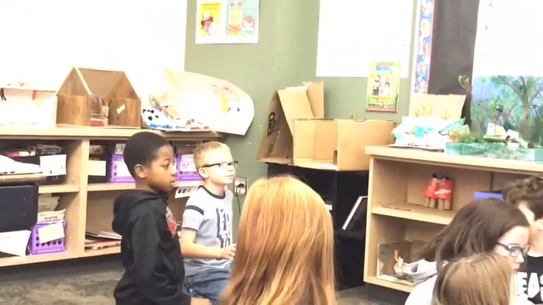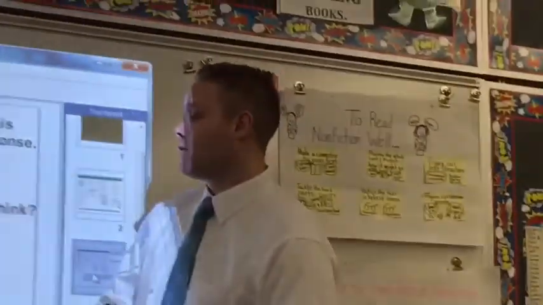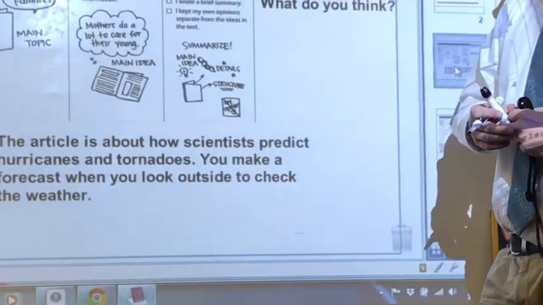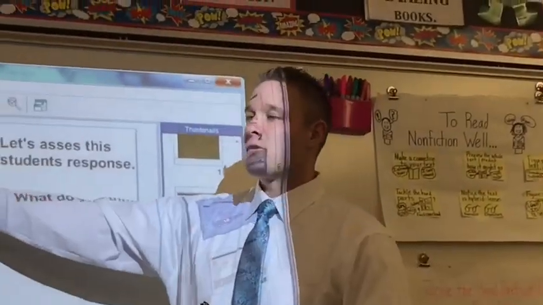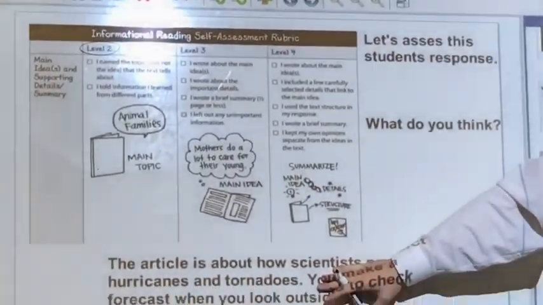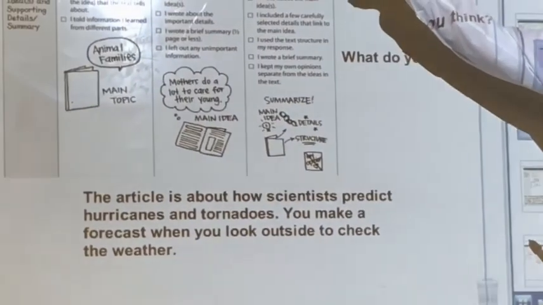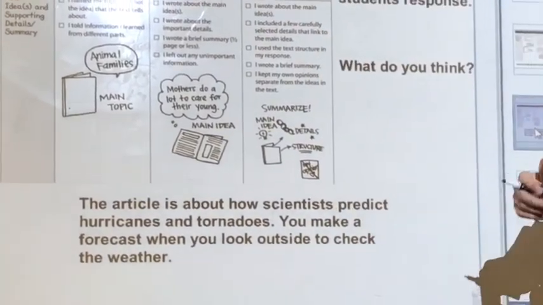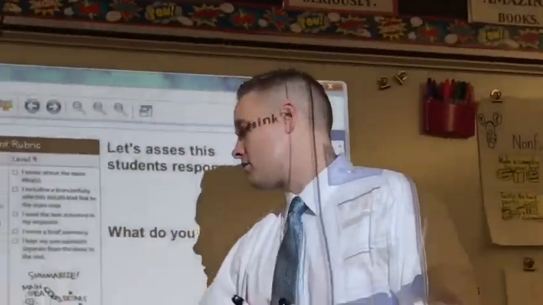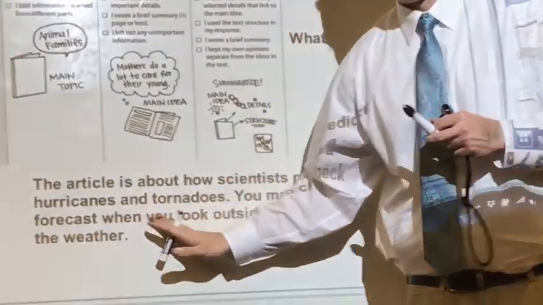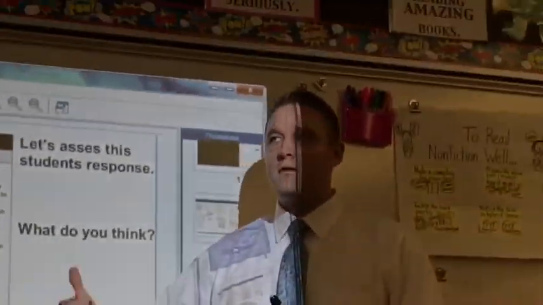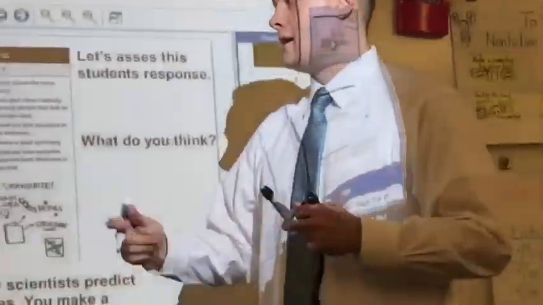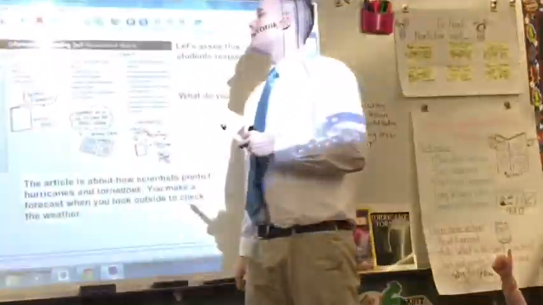Okay, so let's go through this, David. So David's saying, I think it's at a 3. Okay, so the article is about how scientists predict hurricanes and tornadoes. You make a forecast when you look outside to check the weather. Give me a thumbs up if you think they wrote the main idea in this, thumbs down if they didn't. Do you think the article is about how scientists predict hurricanes and tornadoes? Okay, so we're doing weather, so I'm going to say that's probably the main idea. I'm going to mark that one off, David.